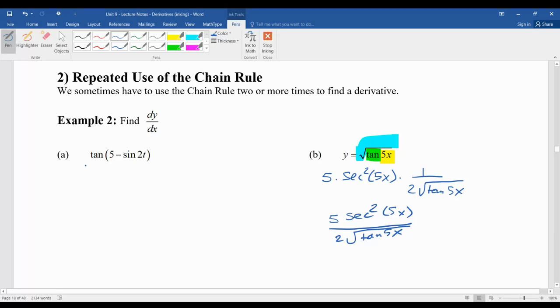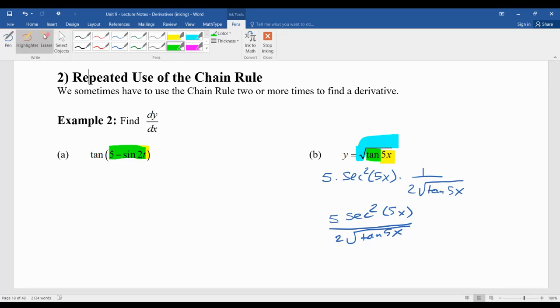Now let me take you back to example A. It's weird that I started with example B, but example B is more straightforward when it comes to seeing the composition of 3 functions. Example A is a bit not so obvious because of the 5 minus. So let's work on this one. The most inner function here is 2t. Then the 5 minus sine 2t, that's the next one.